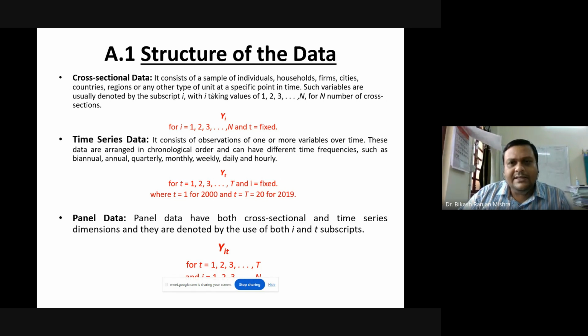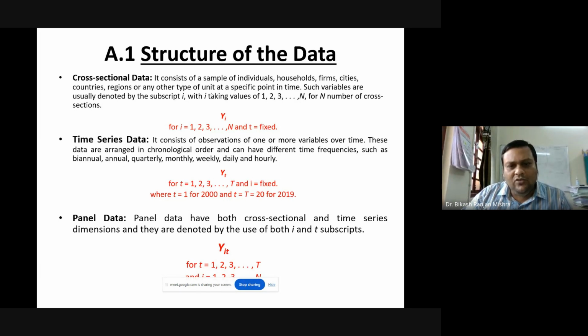But any variable, when it is collected with respect to a given time period, but the observations will be for different states, or maybe different blocks within a district, or maybe different districts within a state, or maybe different countries across the globe. Then those type of arrangement will be a cross-sectional arrangement, and generally we write with respect to a subscript called i, where i represents that there are different types of cross-sectional element, and time period is fixed. For any given period of time, we are doing this type of analysis.